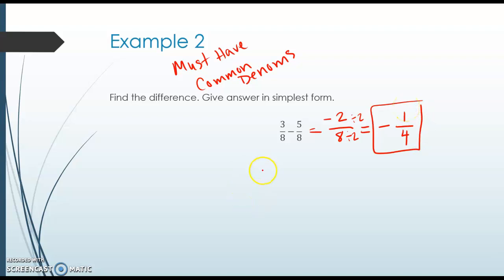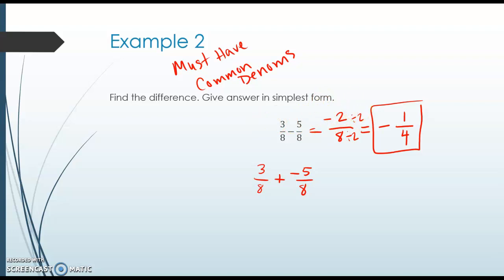The other way we could have set this up is to say that 3/8, flip the subtraction to addition, and make the 5/8 a negative 5/8. Either way this works. I just know right now, or up here, that the 5 is bigger, so I end up with a negative answer.